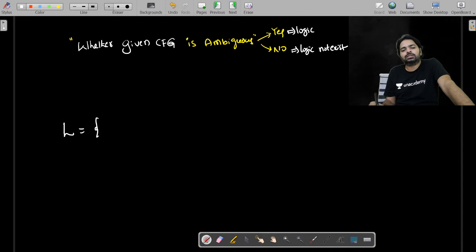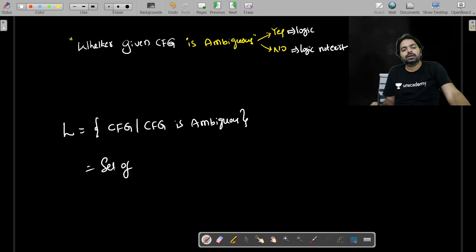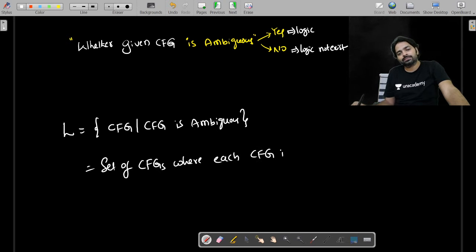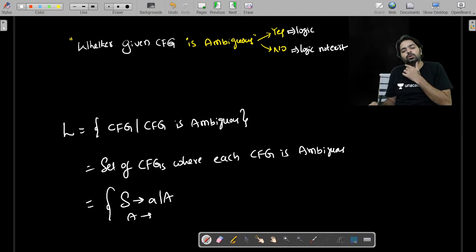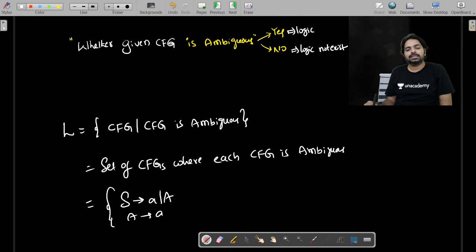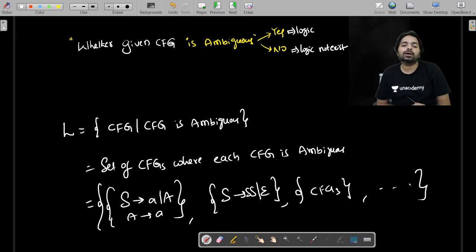If I look at a language, CFGs where the CFG is ambiguous, this is not just a problem. You can call it a problem, but it is a set of context-free grammars, where each CFG is ambiguous. It's just like you have something like S to A, A to A. This is one grammar, guys. Let's say this is one context-free grammar, comma. Another context-free grammar is like S to SS or epsilon. And you have another, CFG3, and so on. This is called a set of context-free grammars.